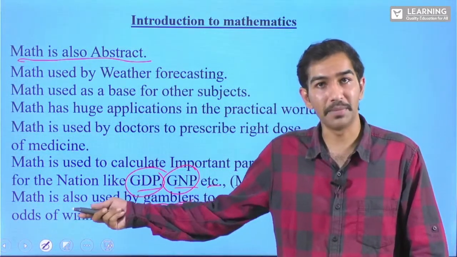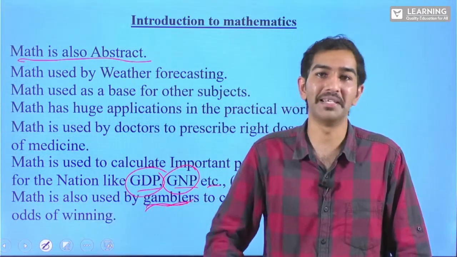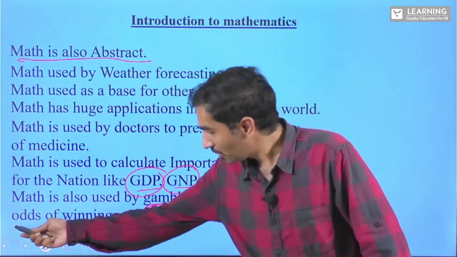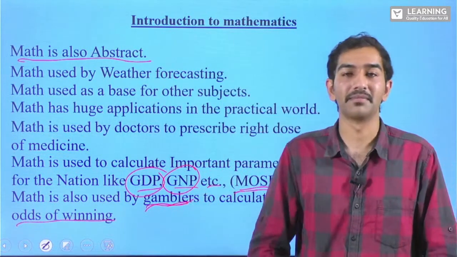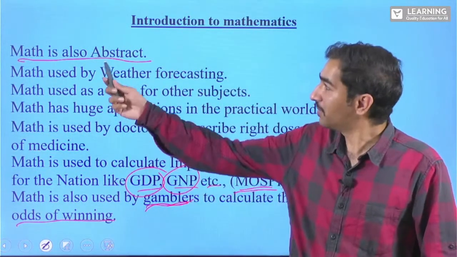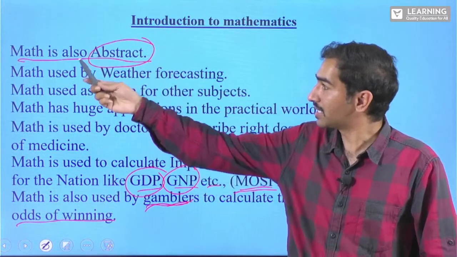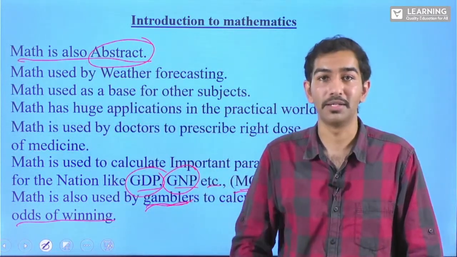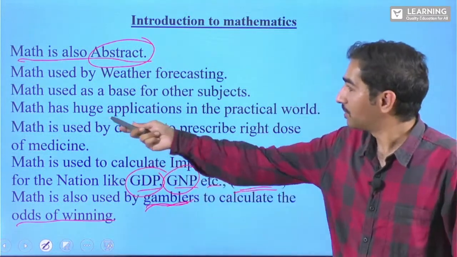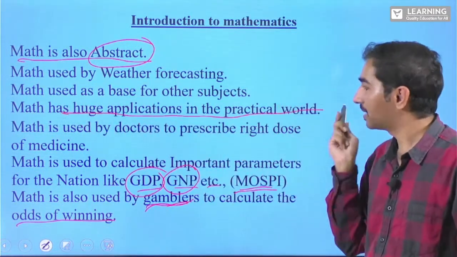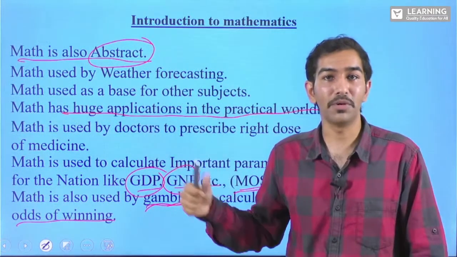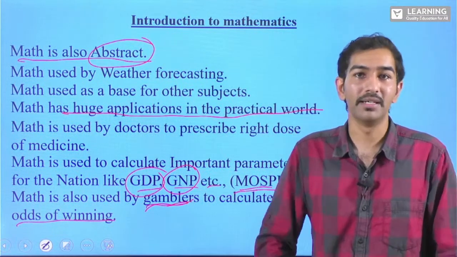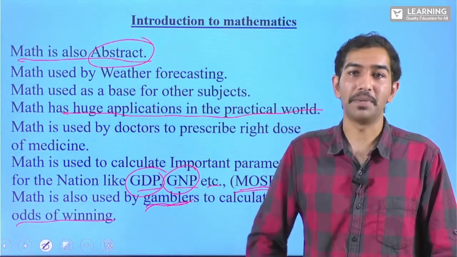So which topic of mathematics is used there? Of course, probability. It is used by gamblers to calculate the odds of winning. Understood? So even though math is abstract, its ideas are used successfully in all these applications. It has huge applications in the practical world, for example Burj Khalifa and the Three Gorges Dam in China. So now let us get into your particular class topics.